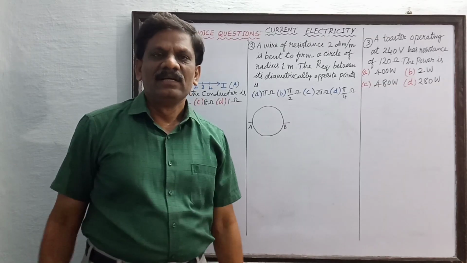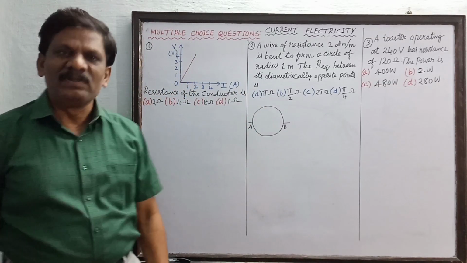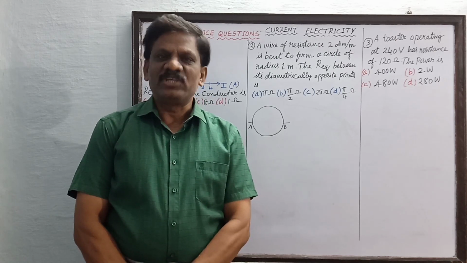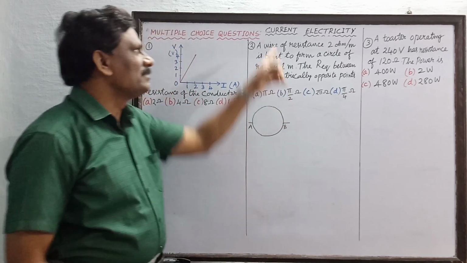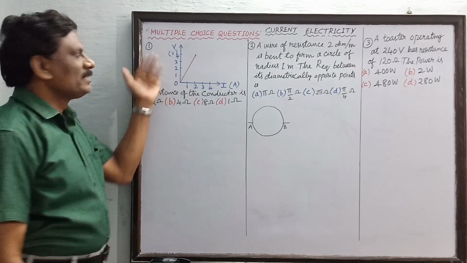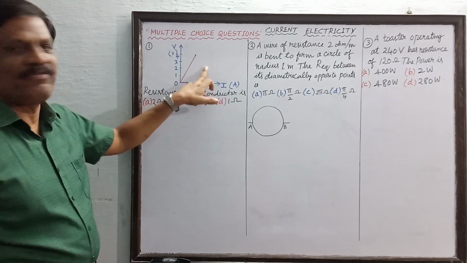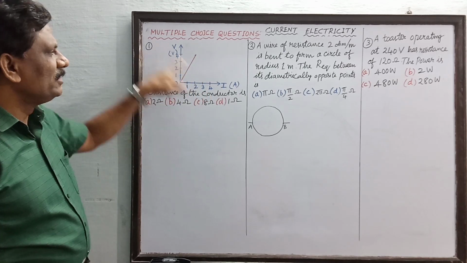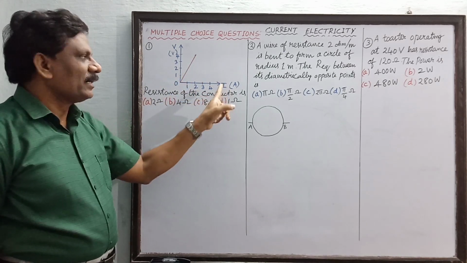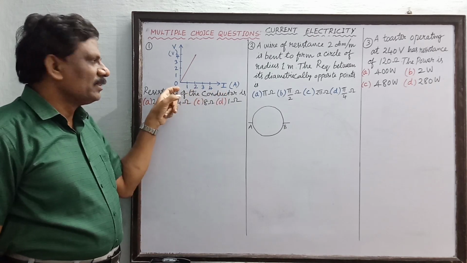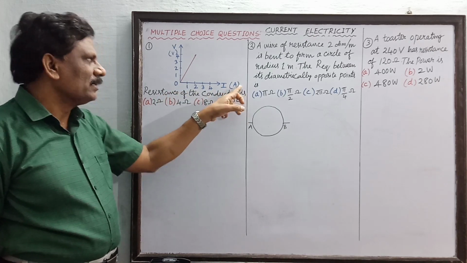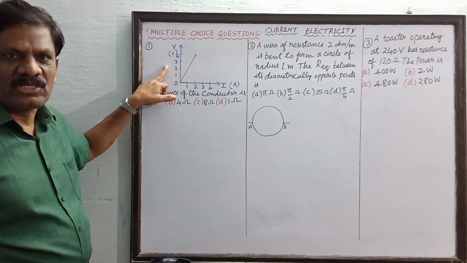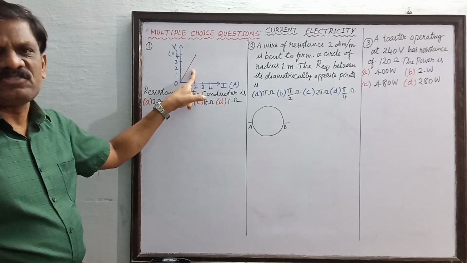Hi students, now we are going to solve the multiple choice questions in the Tamil Nadu State Board syllabus, chapter 2, class 12, current electricity. The first problem is based on this graph. It is a graph drawn between voltage and current. The current is taken along the x-axis in ampere, and the voltage is taken along the y-axis in volt. The nature of the graph is a straight line.